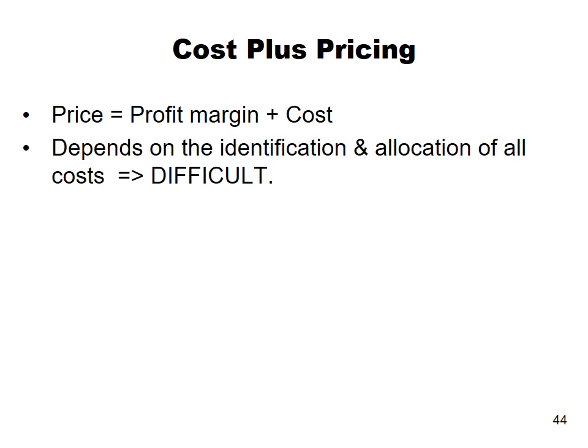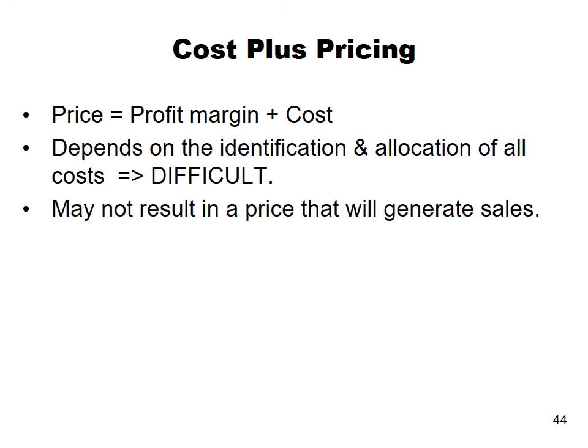Cost-plus pricing. Basically, it follows a formula of price equals cost plus profit margin. It depends on the identification and allocation of all the costs, and this is difficult in real life. It's difficult to identify and allocate all the costs accurately. As a result, it may not result in a price that will generate sales.